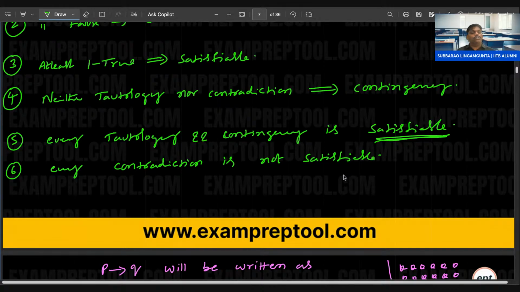Every contradiction is not satisfiable. Next one, every satisfiable need not be tautology. If you want, you can write the seventh statement.